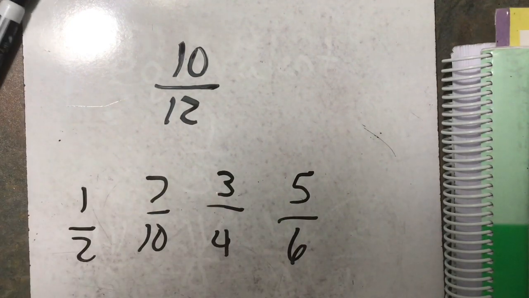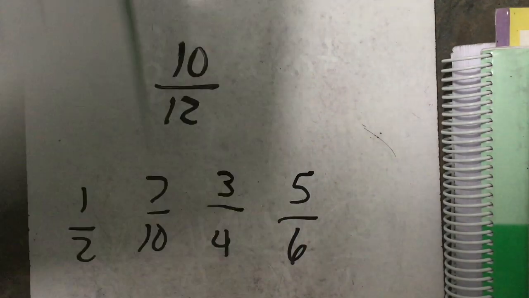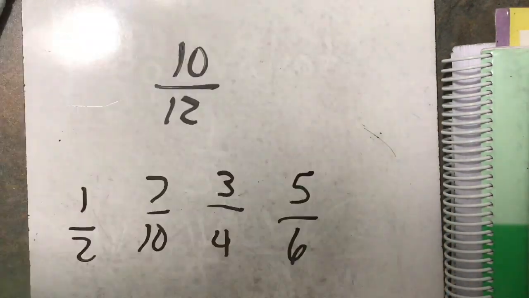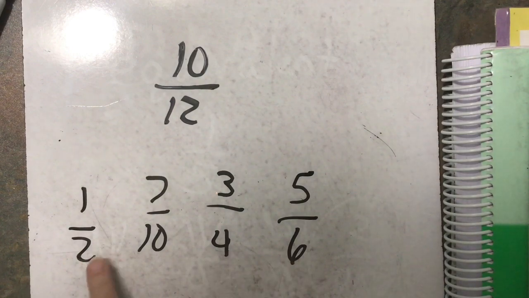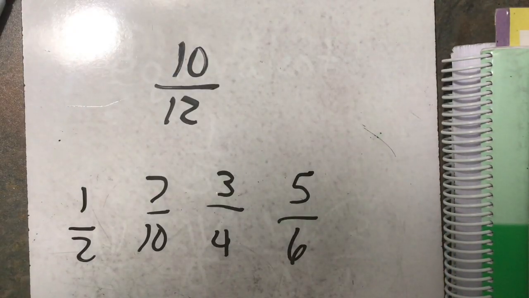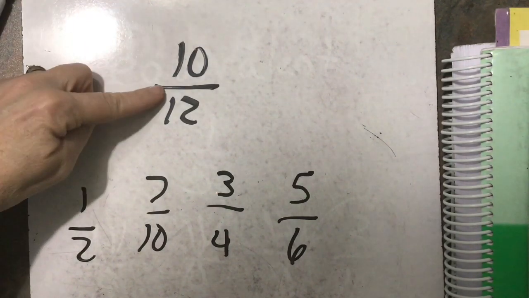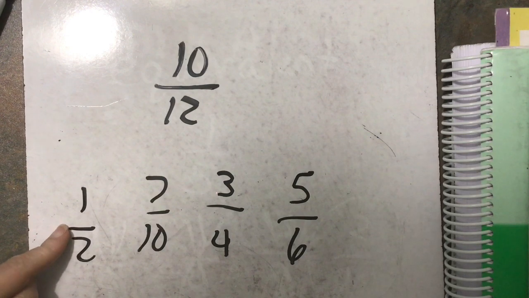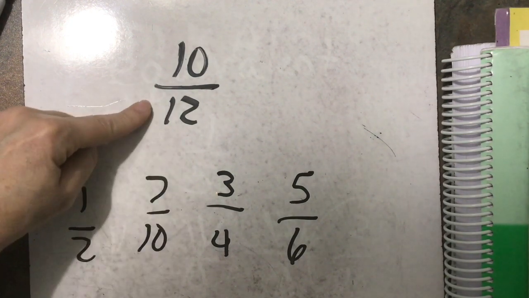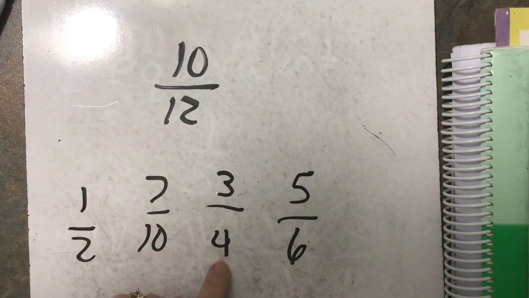Okay, again, if you have the capabilities and you can take a screenshot, this is going to be your better friend because all of those halves, tenths, fourths, and sixths, they are all on here. So you can shade your 10/12ths to start off, and then you're going to shade 1/2 and see if that is equivalent. Then you will shade 7/10ths and see if that is equivalent. Then you will shade 3/4 and then you will shade 5/6.